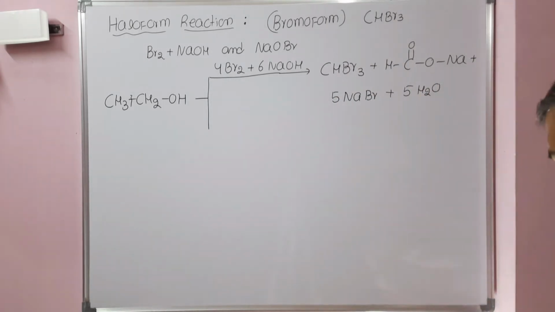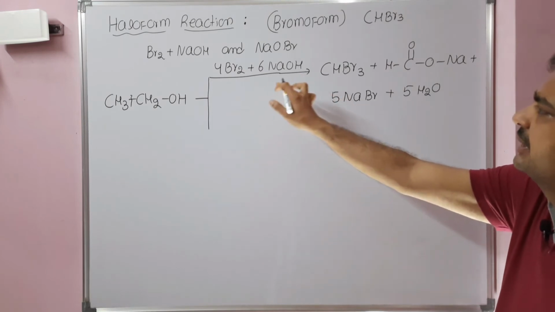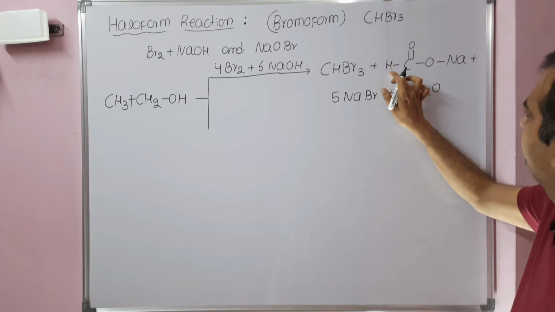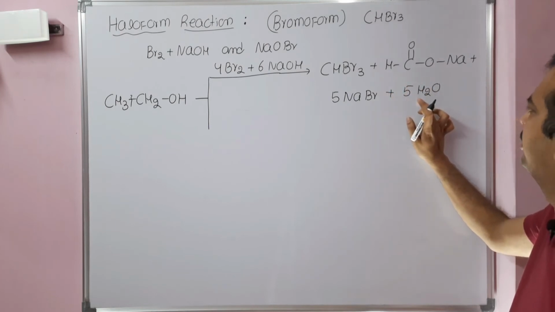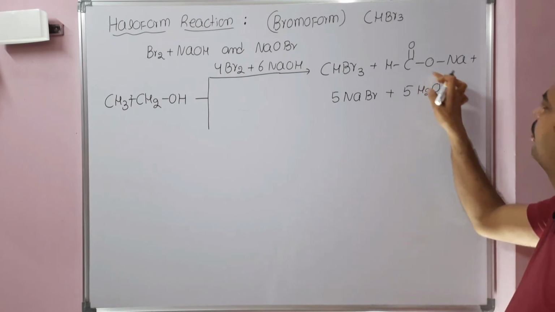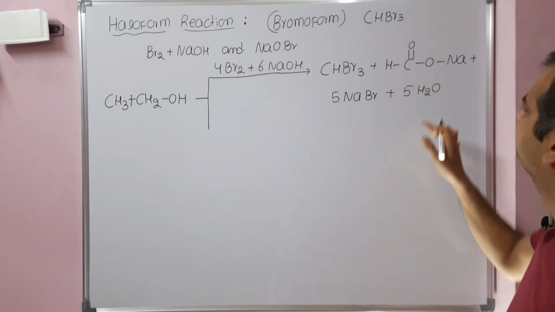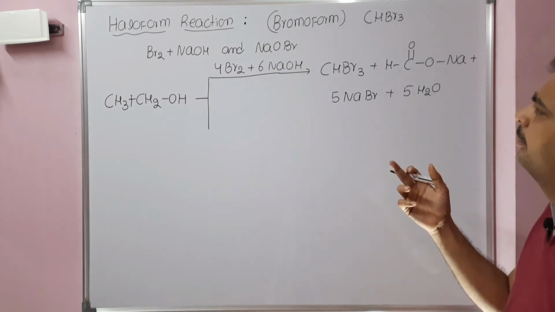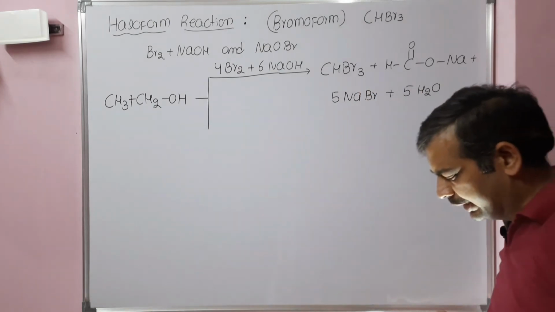How many hydrogens are there? 6 hydrogens and 6 plus, okay, 6 plus 6, 12 hydrogens are there. 2 plus 10, okay, 12 hydrogens. How many oxygen? 7 oxygen. 2 plus 5, 7. How many sodium? 6. Right, clear. It's balanced. 8 bromines. 5 plus 3, 8 bromines.